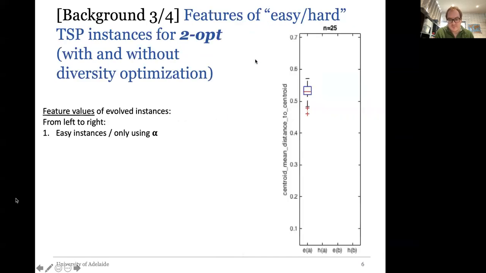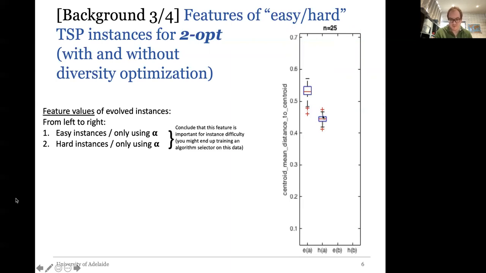We can, of course, combine this. And this is what we did a few years ago as well. We evolved in the first step instances using only the easy instances and the approximation ratio. As a side effect, we observed that the mean distance to the centroid of these TSP instances was in a particular range here. We evolved hard instances, again using only the approximation ratio, and we observed that the mean distance to the centroid was in a slightly different area.